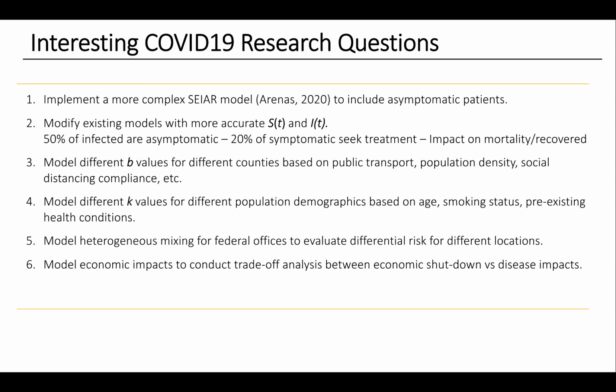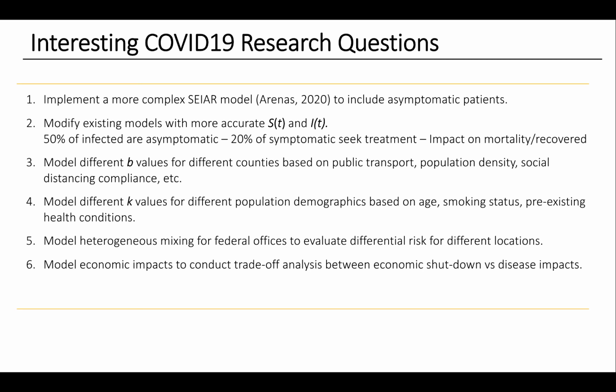We want to model different contact values for different counties based on things like, you can imagine, public transportation, the population density, the compliance of social distancing. Some of these factors are going to affect your rate of contact and your rate of transmission, and so we want to be able to model those differently for each county so that we get a more accurate county-by-county estimate. We also want to model different K values for different population demographics. So we might think that the recovery rate is going to differ based on things like age, smoking status, pre-existing health conditions. So getting that kind of data would be important.